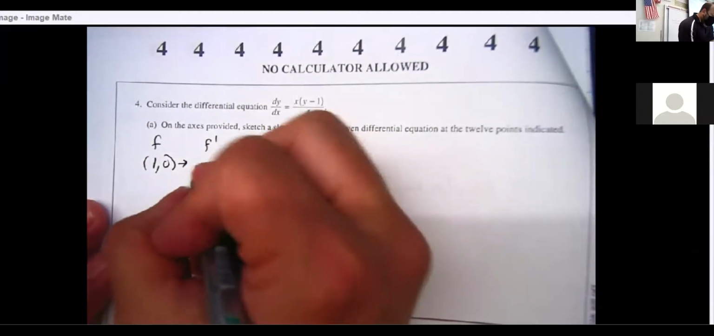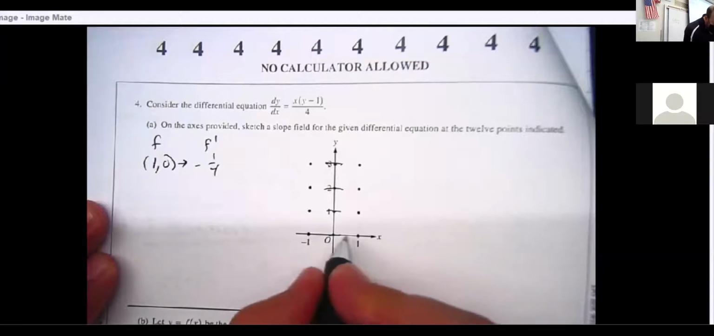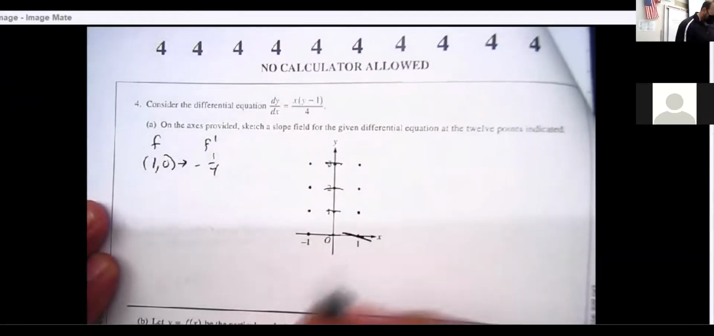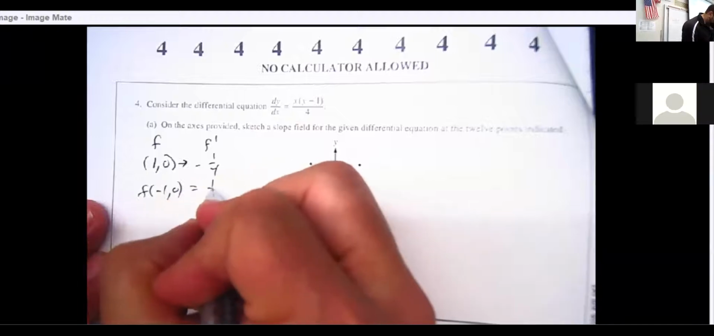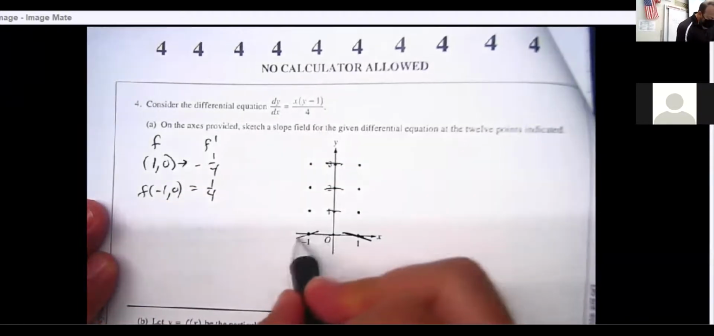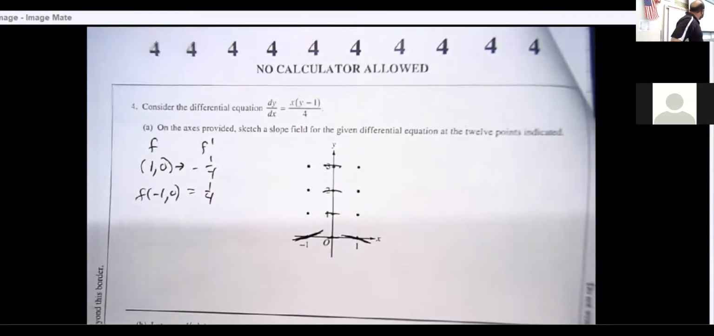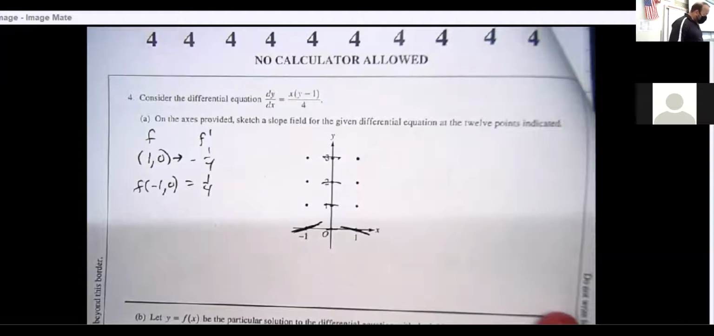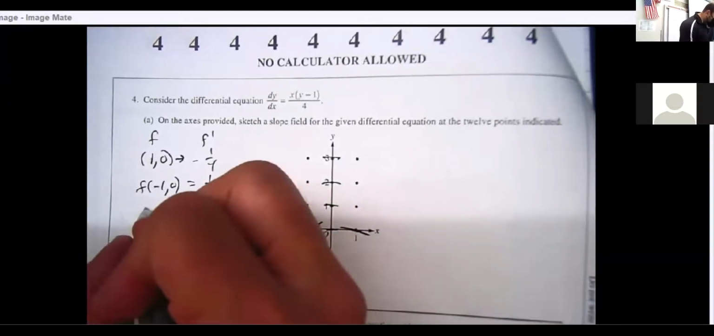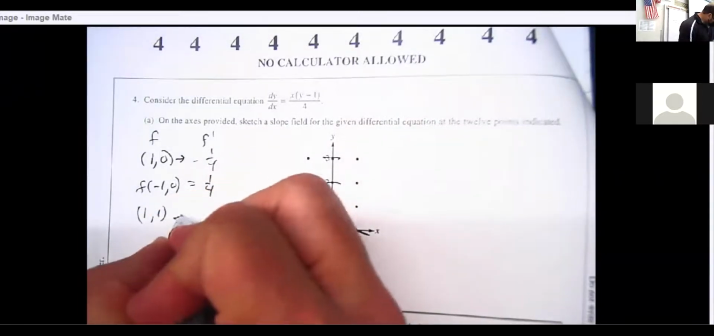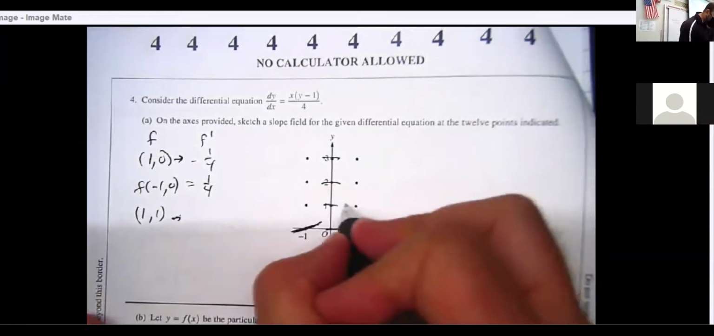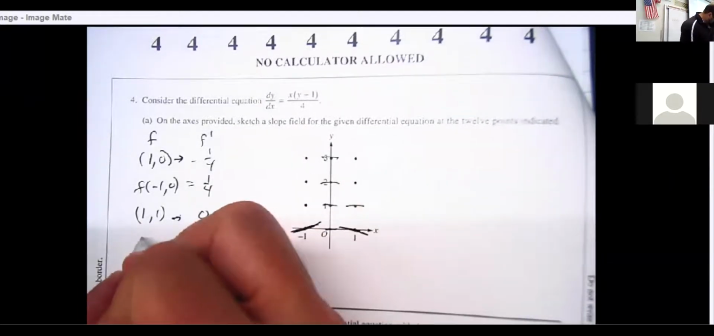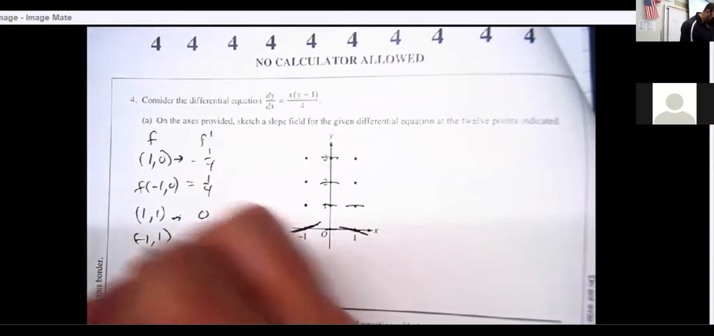I got negative a quarter. So I just kind of like, that looks pretty good to me. And then I went over to the other side at -1, 0, and I got positive a quarter. So I kind of went like, yeah, looks about like that. You guys all right with that? And then what was the slope at 1, 1? 1, 1 was it 0? Oh, that's funny. 0. And -1, 1 was also 0.